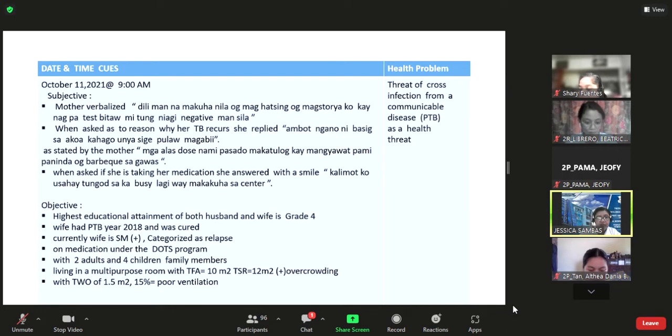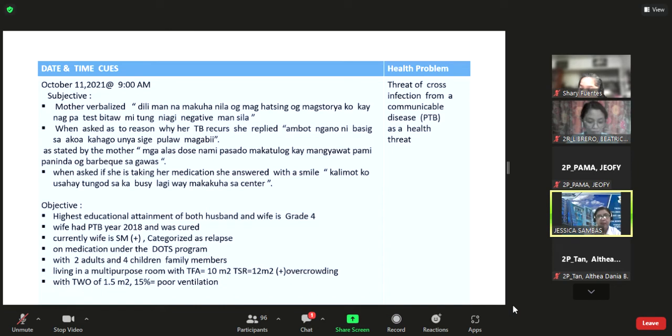Now, living in a multi-purpose room. This means that upon entering, that is already everything for them. So, it is a multi-purpose room, and you notice that there is overcrowding. The total floor area is only 10 square meters, while the total space requirement is 12. So, they are short by 2 square meters. There is overcrowding, and there is poor ventilation as well. So, these are the cues which can support the problem.